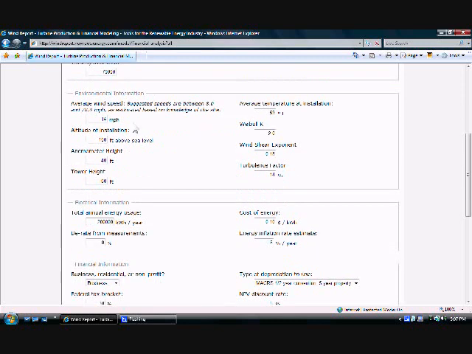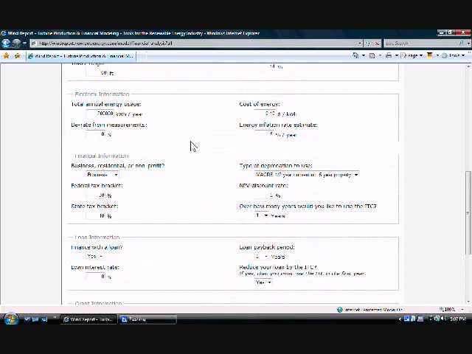The next section, Environmental Information, allows you to insert site-specific data, starting with average wind speed, the altitude of installation, the anemometer height, and tower height. On the right, you have the average temperature at installation, and for the next three, you have default values, starting with the Weibull-K at 2.0, the wind shear exponent at 0.18, and the turbulence factor of 14%. These can be changed based on your site-specific information.